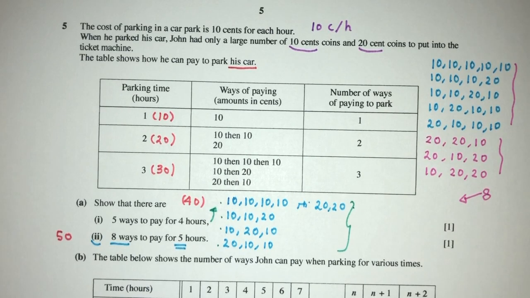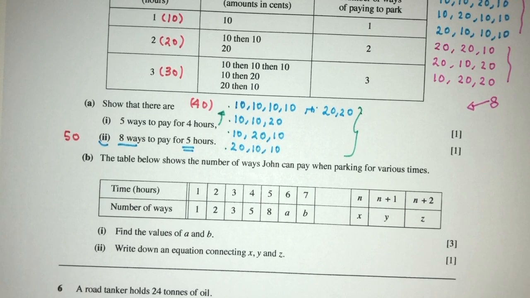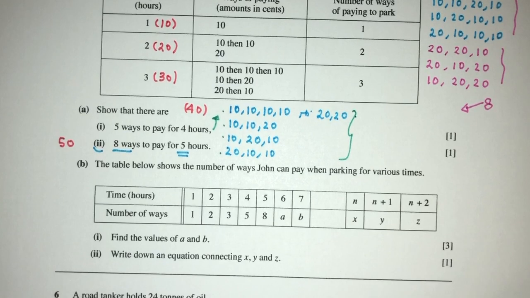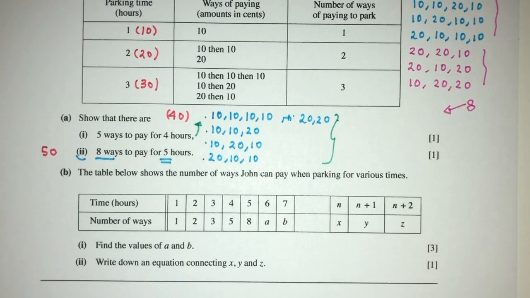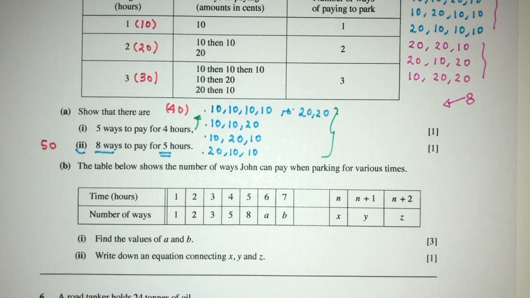Now, where is all this leading us? For part B, the table below shows the number of ways John can pay when parking for various times. Now we have times here and the number of ways to pay. As you can see, there's a reason why they are asking you all these questions previously, because it is obviously connected with each other. So we have to recognize this is a sequence question. Well, let's see what we derive here. Using the table here or using the previous answers, find the values of A and B.